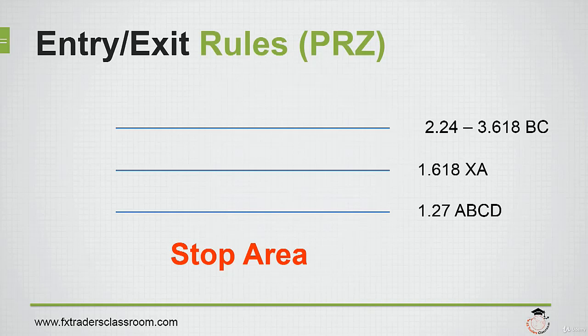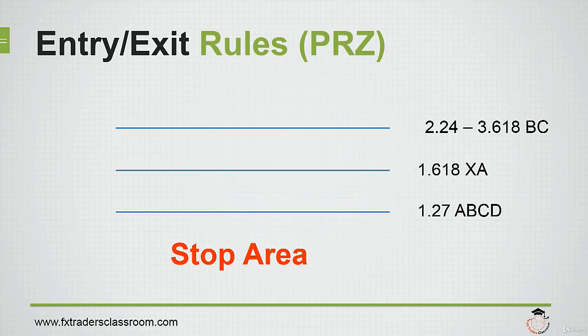Okay, the critical aspect of this pattern is the tight potential reversal zone created by the 1.618 of the XA leg and the extreme 2.24, 2.618, 3.14, or 3.618 projection of the BC level. So the XA and BC are the most important levels here, as in the crab pattern, with the 127 ABCD complementing them.